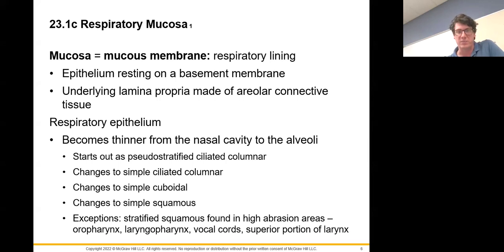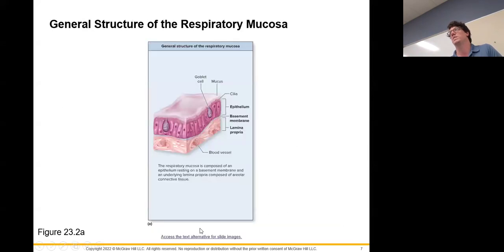Now, we do actually have a few high abrasion areas, like in our throat and stuff like that, where we're going to have some stratified squamous cells. That's just because we are vibrating things like our vocal cords against one another. So we're causing some friction there. We don't want any of these tissues in places where we're going to have large amounts of friction, just because they would wear away. So these places we will have stratified squamous epithelium.